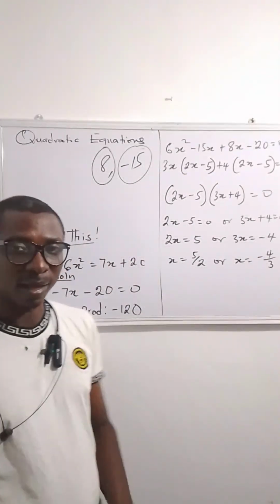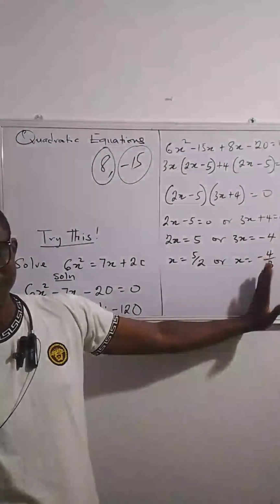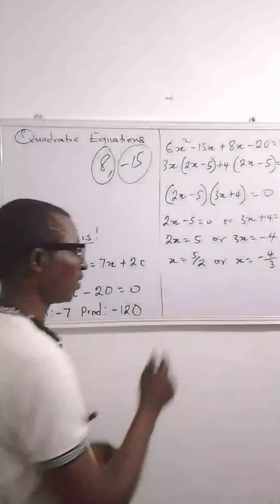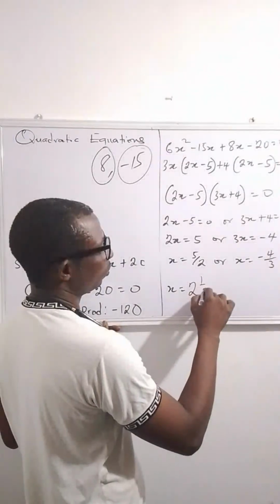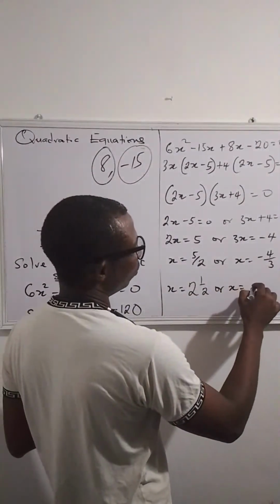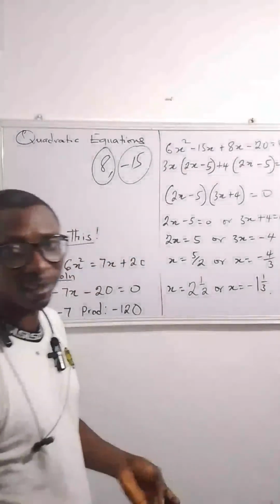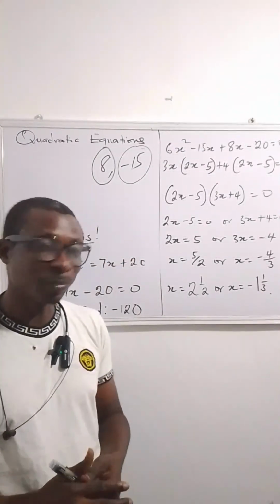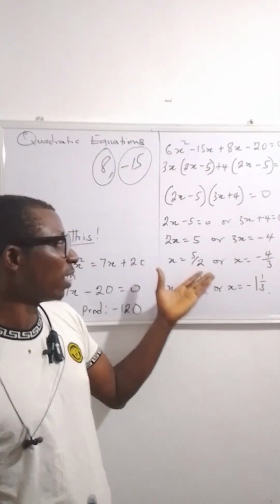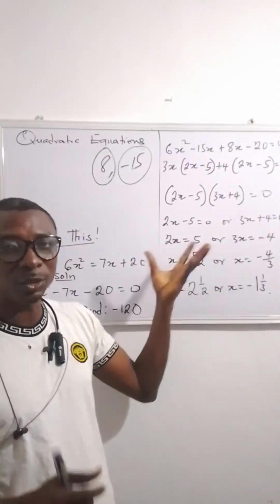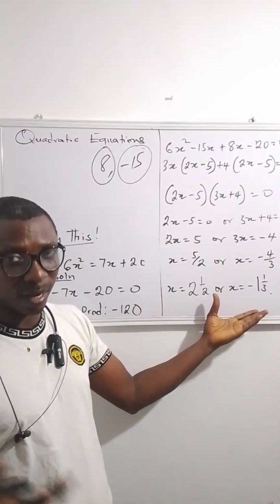Okay, I discovered that a lot of people stopped here. That is not the final answer, right? So the final answer now is going to be 2 whole number 1 over 2, or x equals minus 1 whole number 1 over 3. Hope I didn't disappoint some of you. All right, so this is going to be the answer. Whenever you have an improper fraction, make sure that you express it as a mixed fraction. Very simple. I know you know it.